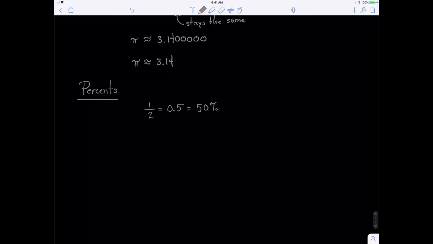The first part is that percent comes from the Latin per, which means of, and cent means 100. And so when you talk about a percent, it means of 100 or parts of 100.